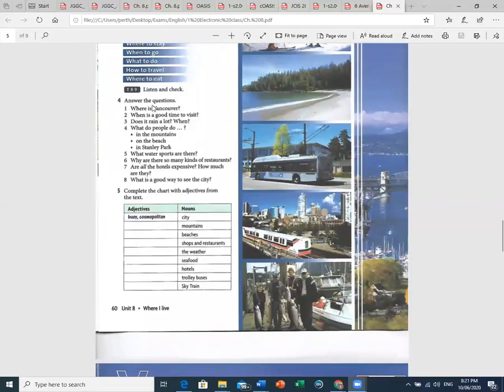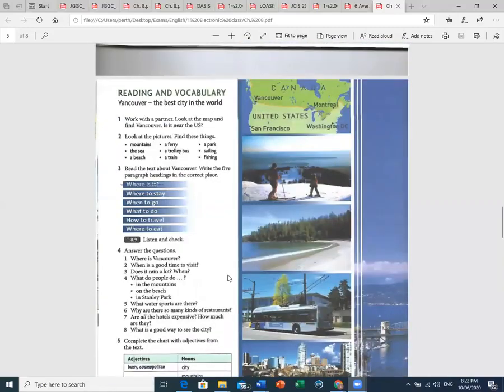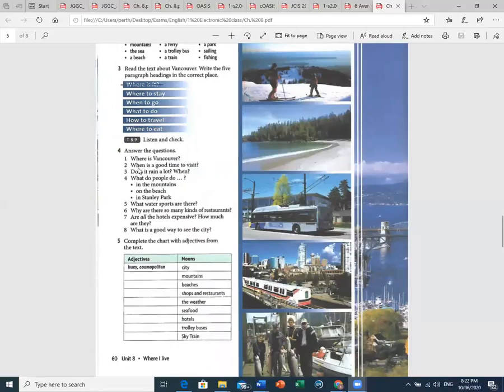Now number 4, answer the questions. Question number 1, where is Vancouver? As we read before, Vancouver is in southwest Canada. Number 2, when is a good time to visit? It is always a good time to visit Vancouver.